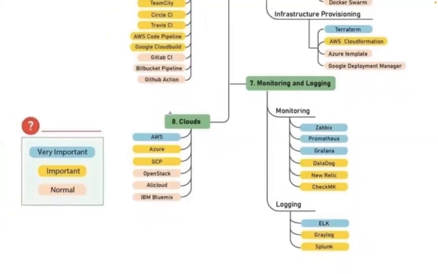Then cloud platform is what? The last one. This one is very important because it's the most used one. So these are the three main ones: AWS, Azure, and GCP. So we now see that cloud is the last one.